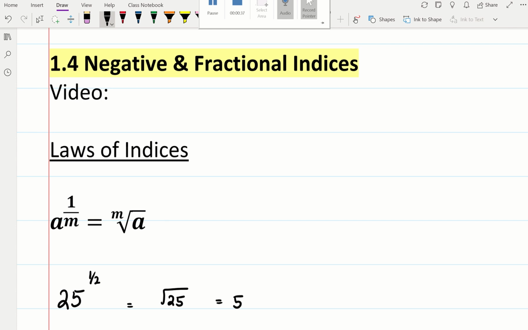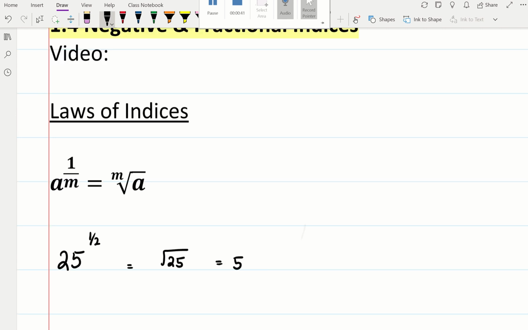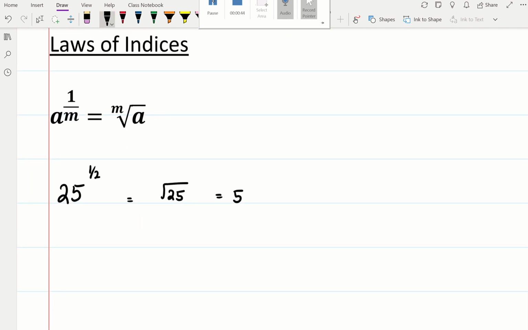Or negative 5, because there are usually 2 answers in the square root, but we're only going to look at the positive answers. If I have something like 27 to the power of a third, this is the cube root of 27, which is 3. If I have something like 16 to the power of a quarter, this is the same as the fourth root of 16, which is 2.